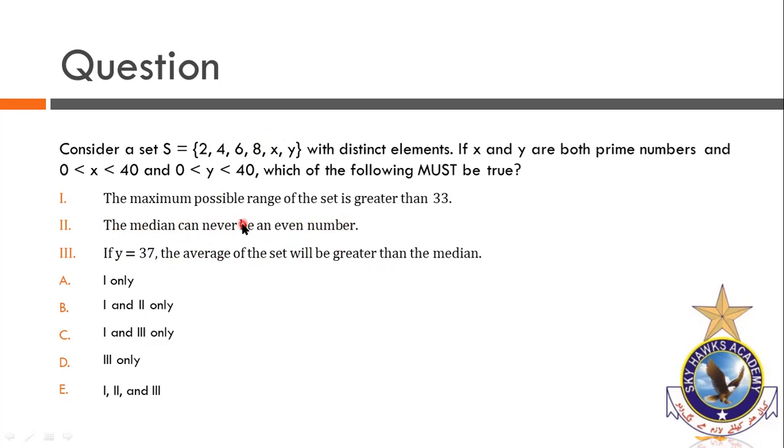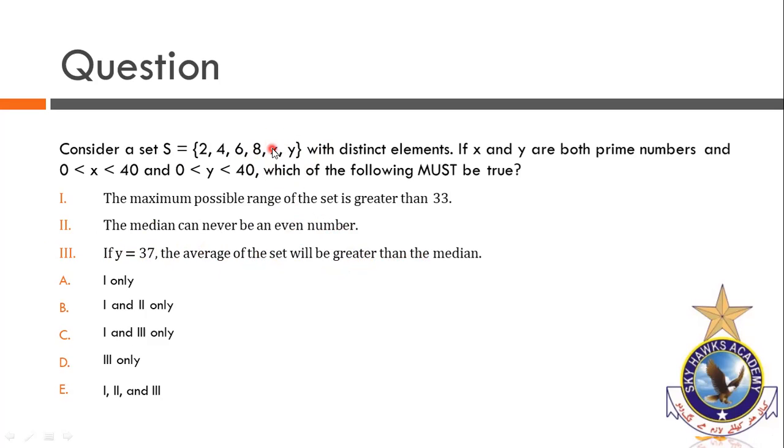So the maximum value of the median will remain 7 for every possible value of x and y within the given restrictions, so it cannot exceed 7. Here we have seen that if we assign y as 37 and change the value of x, starting from 3 and going to the next possible even or prime number, the data changes.